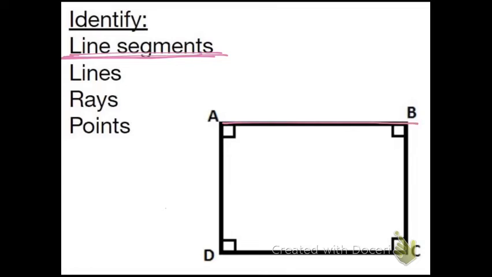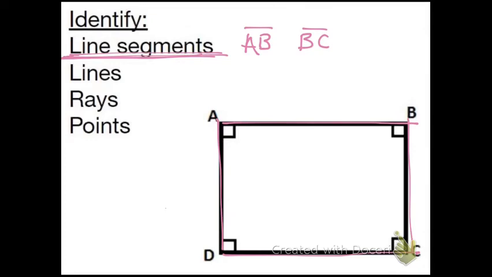Now there are a ton of line segments. AD, DC, BC, I would say CD. I usually put them in alphabetical order. So I could draw AB, put a line over it. That's a line segment, or BC. Okay, I'm not going to write them all down.